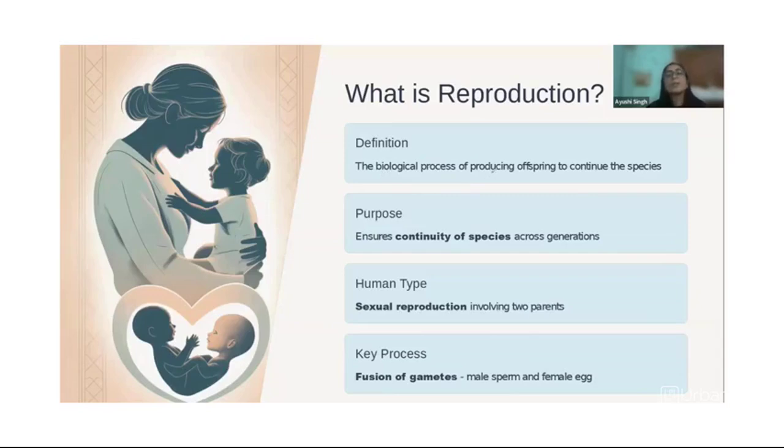Reproduction, we already know, right? The biological process where animals or plants produce their offspring to continue the species, the generations. The purpose is continuation of the species. So, what kind of reproduction do humans do? Sexual reproduction. That means there is need of two parents, a male parent and a female parent. Now, how it happens is the fusion of the gametes. That means the male sperm and the female egg come together to fertilize and form a zygote.